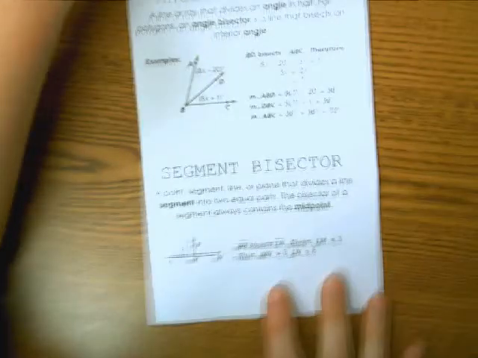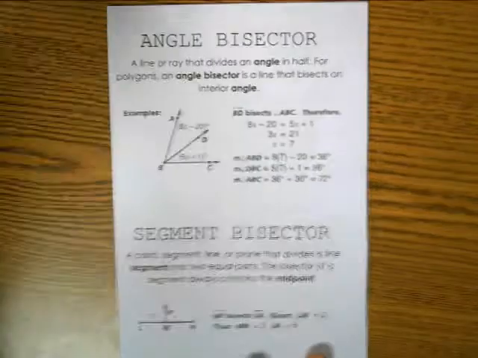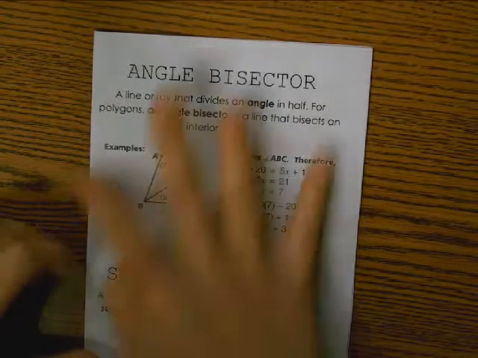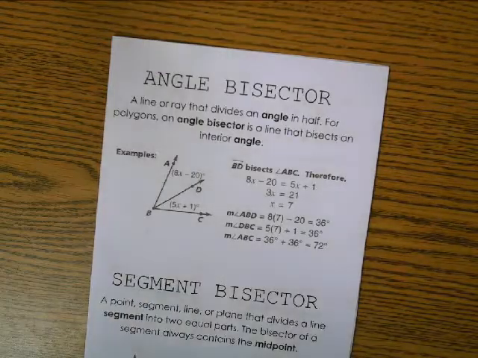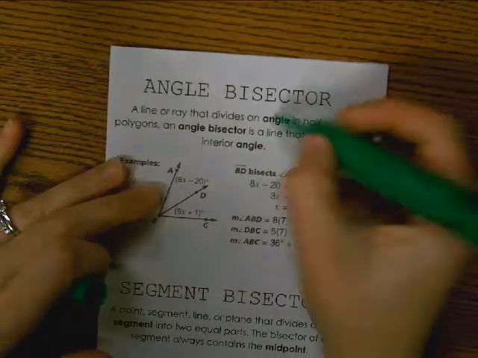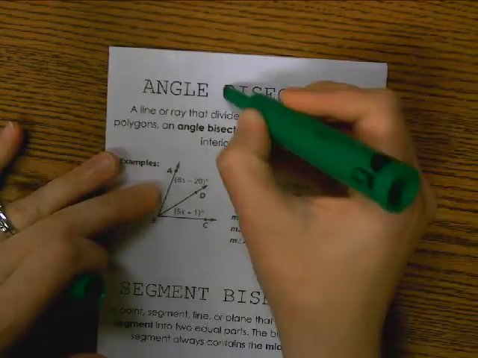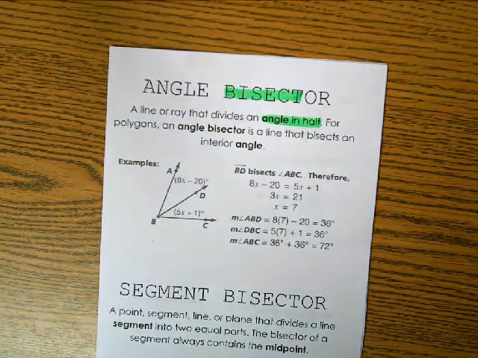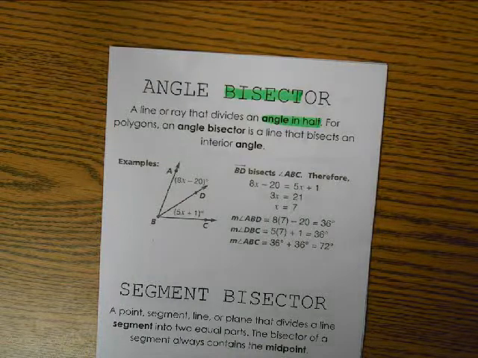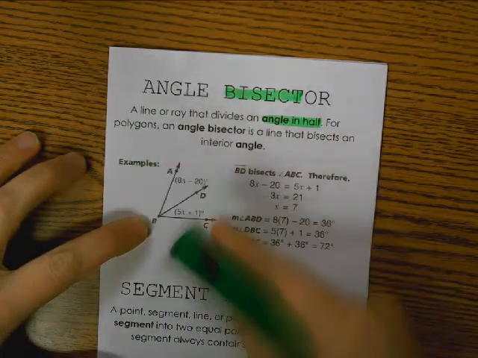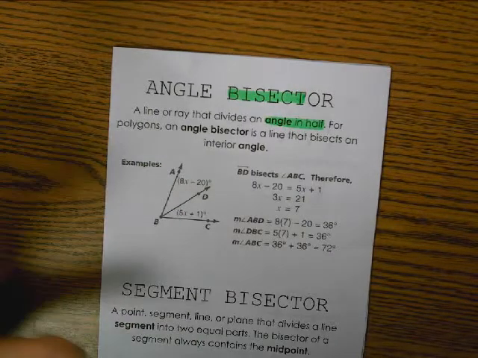Hi, this video is about angle bisectors and also segment bisectors, so we're just talking about bisectors in general. A line or ray that divides an angle in half is going to be an angle bisector. So bisect means to cut in half, okay? For polygons, an angle bisector is a line that bisects an interior angle, meaning inside. Like if it was a triangle, it would bisect the inside angle.